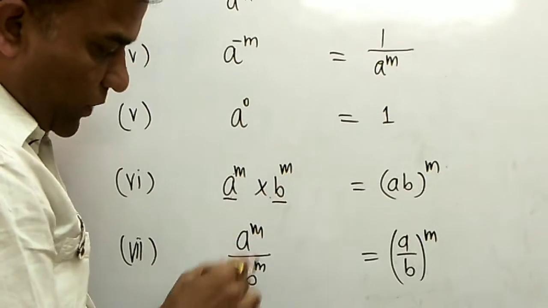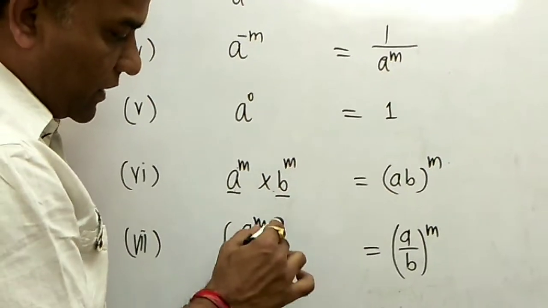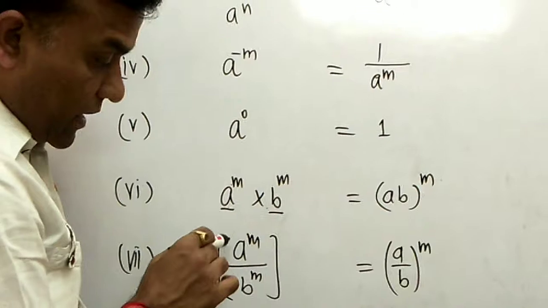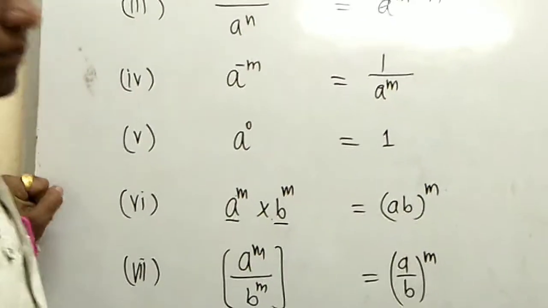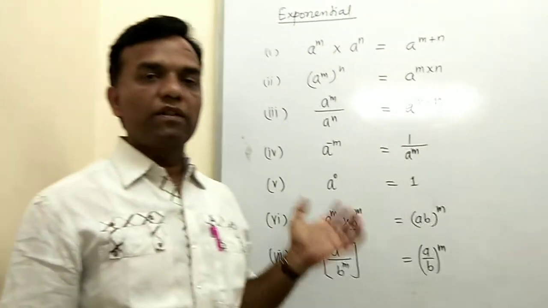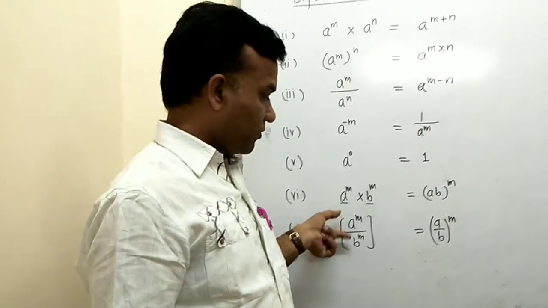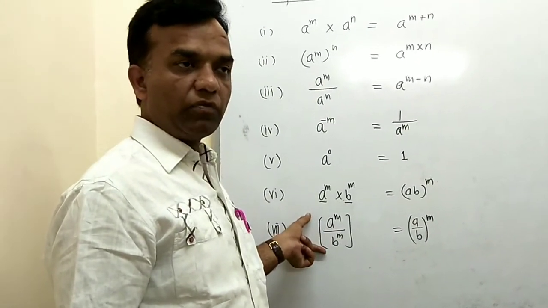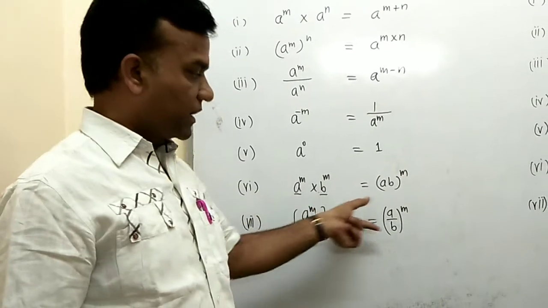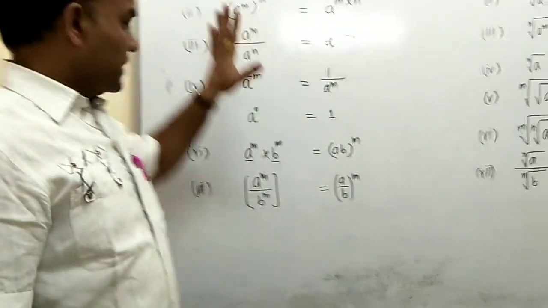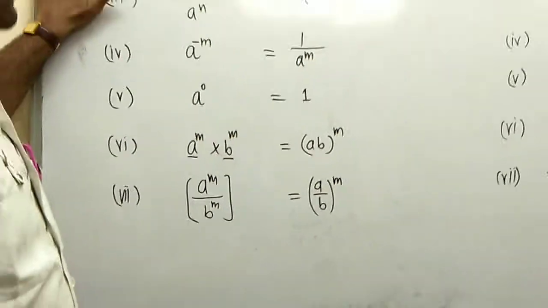The same concept applies if they are given in division, a to the power m upon b to the power n. This is the same case. One case is for multiplication, the other case is for division. Both bases have the same power but are given in the form of a division, so the bases are divided and the power is common. So these are the 7 laws of exponents we explain here.